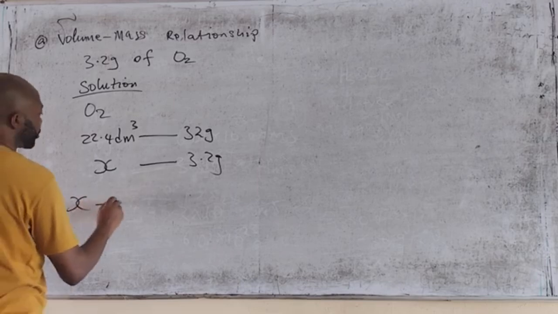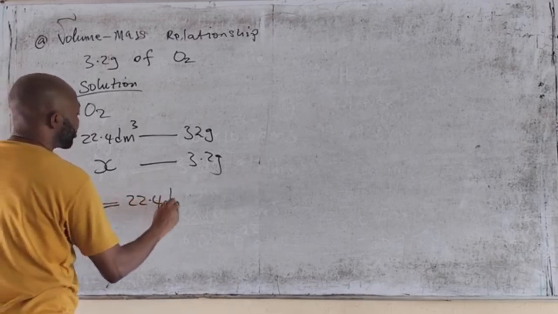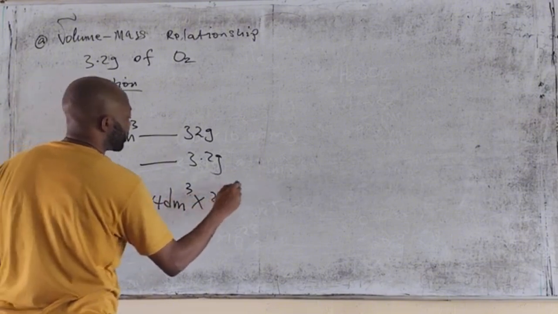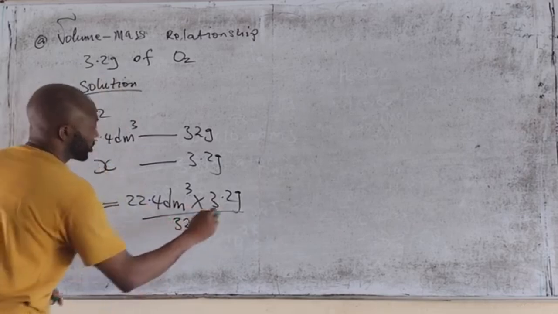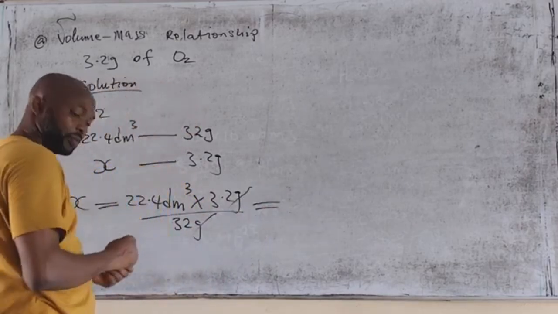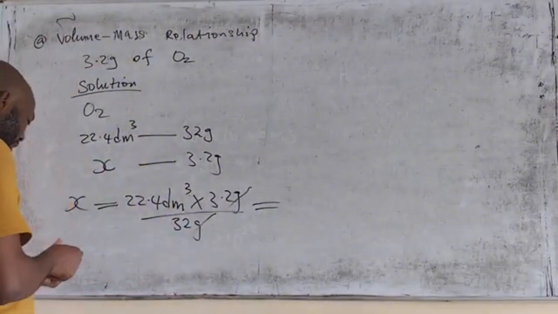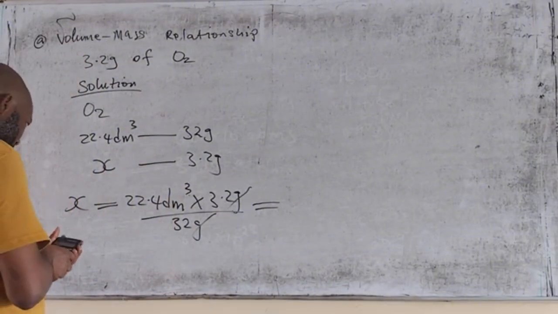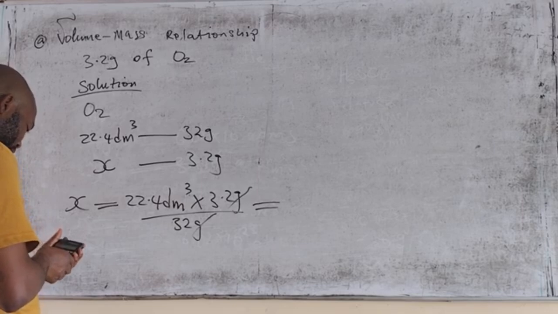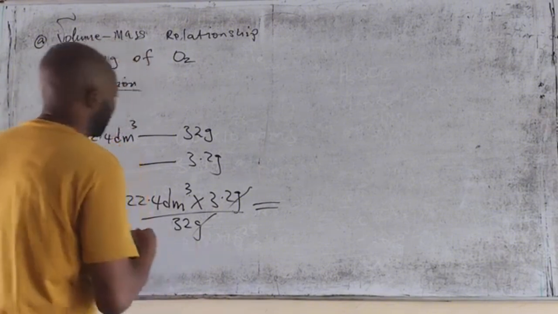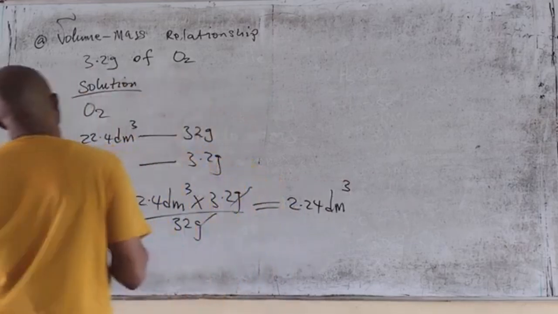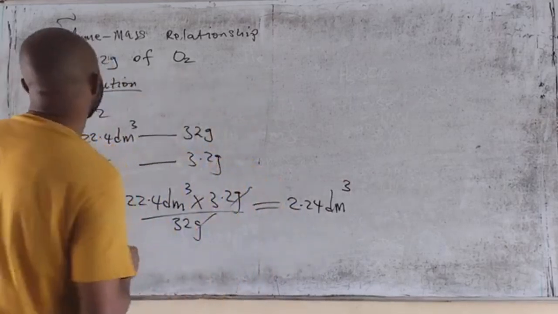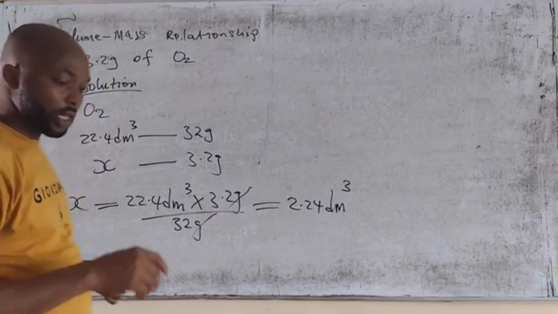Now my X is equal to 22.4 dm³ times 3.2 grams over 32 grams. Now let's see: 22.4 times 3.2 divided by 32 is 2.24 dm³. So it is 2.24 dm³ that will give us this. That's number one.